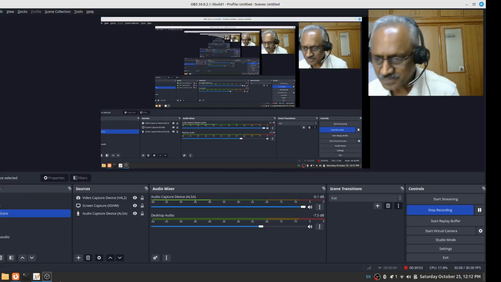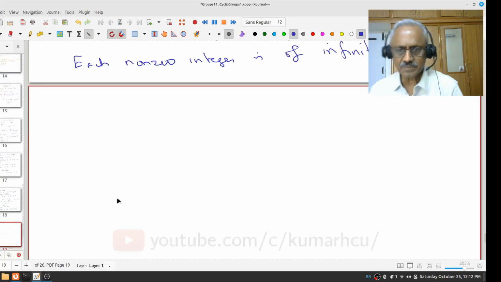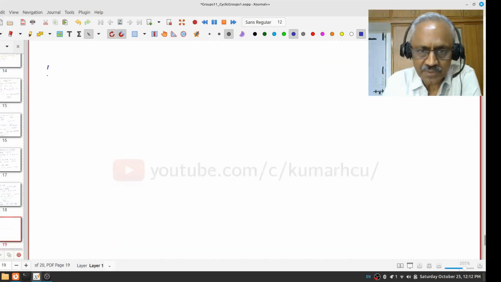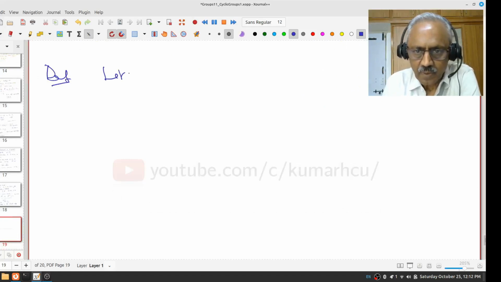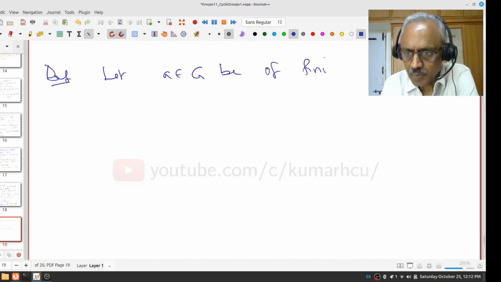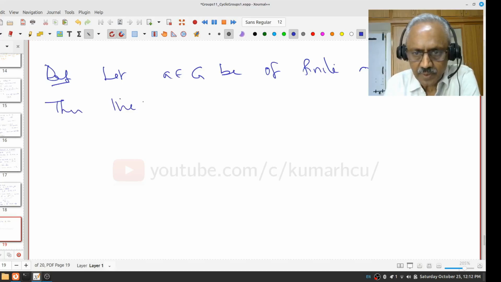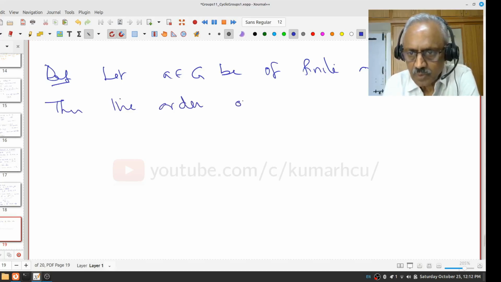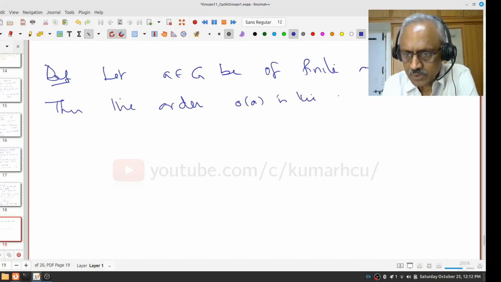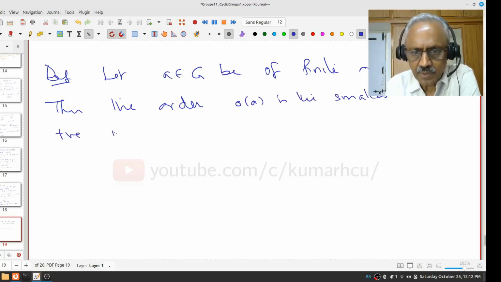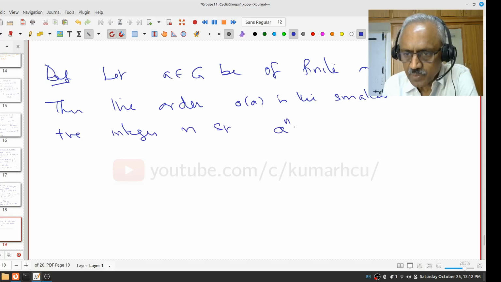Okay. So now we are ready for the definition. Let A in G be of finite order. Then the order, let us say O of A, is the smallest positive integer n such that A to the power n is identity.